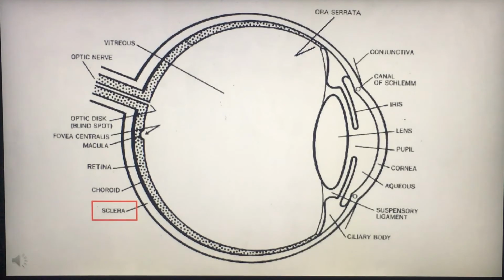Finally, we come to the sclera. The sclera is the tough, white, fibrous, outer protective layer of the eye. It's often referred to as the whites of the eyes. It's the outermost part of the eye and encloses the entire eyeball except the cornea.